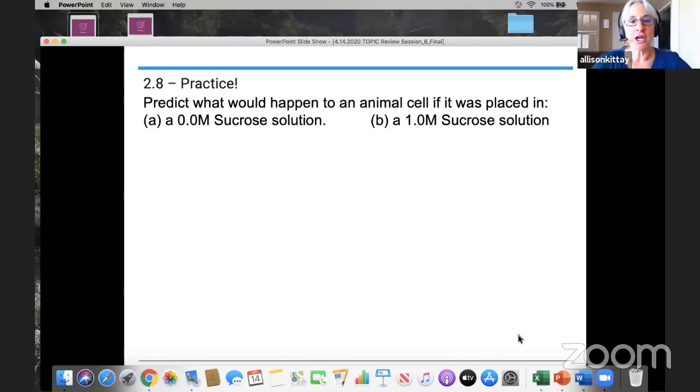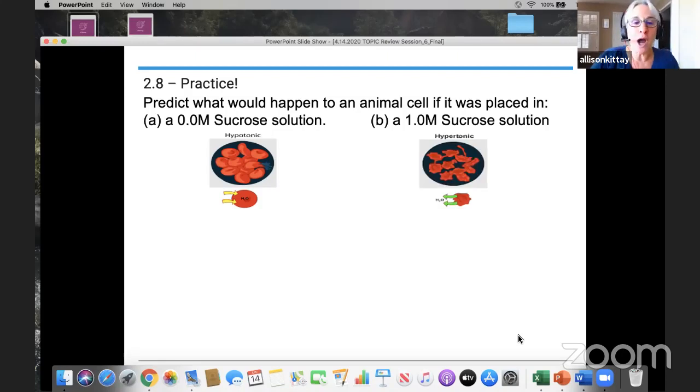This is a prediction. So let's say you've got an animal cell and you're going to place it into a 0 molar sucrose solution. That's pure distilled water. So an animal cell has solutes, right? So putting it into a 0 molar solution means it is a, fill in the blank, right? Hypotonic solution. Okay. If you take that same animal cell and you put it into a 1 molar sucrose, there's a lot of sugar in a 1 molar sucrose. That solution would be, yes, hypertonic, right? So what's going to happen?